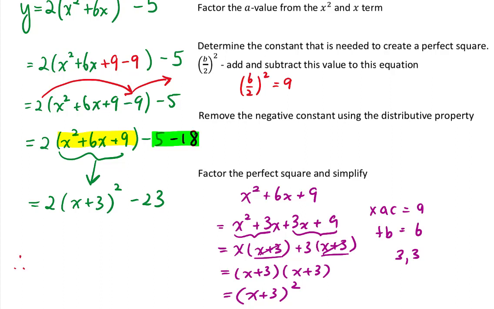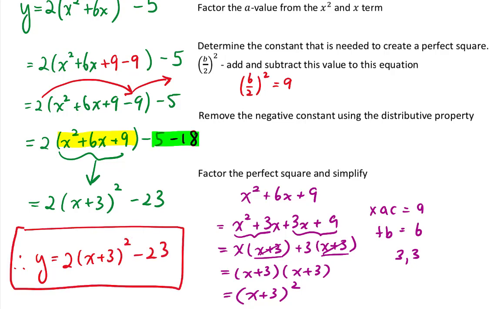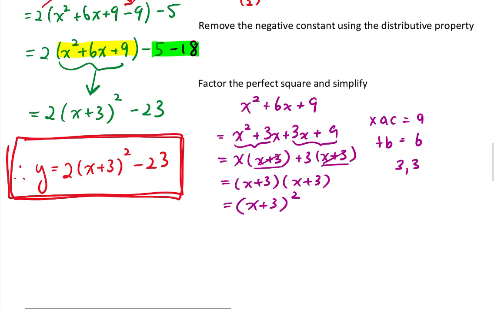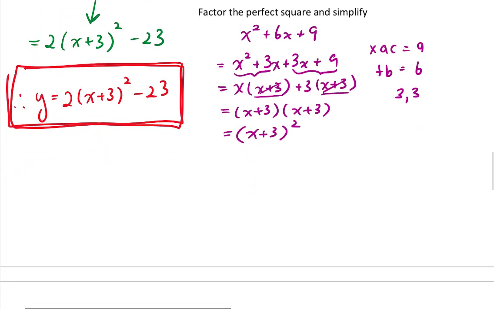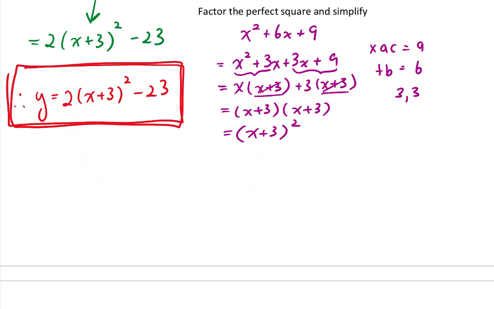So therefore, our equation in vertex form is y equals 2 times (x plus 3) squared minus 23. And that is the method of completing the square. Now with the quadratic rewritten in vertex form, we know what the vertex is. The vertex is our h and our k, negative 3 and negative 23.